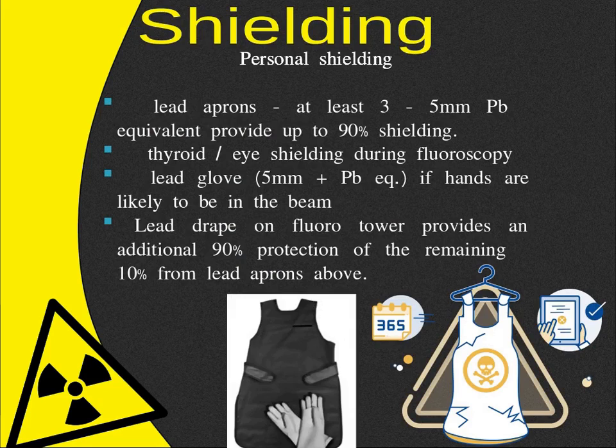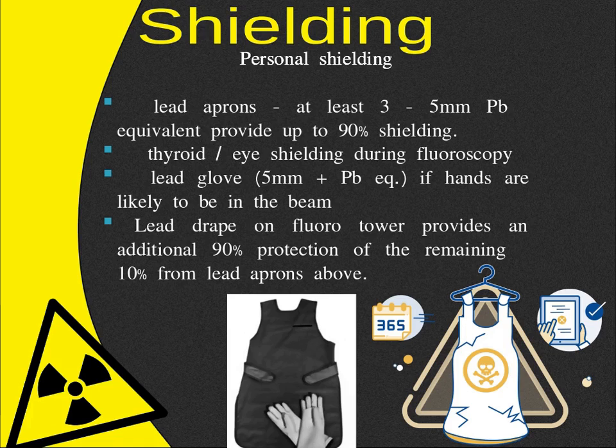Personal shielding is a very important thing to know. Lead aprons, thyroid shields and gonad shields are all protective equipment. At least we should wear a 3 or 5 millimeter apron. And if you want to order a new lead apron, it's better to contact the radiation protection unit to specify which thickness is good for you. Unfortunately, now all the lead aprons are made of lead-equivalent material, which is very light to wear.